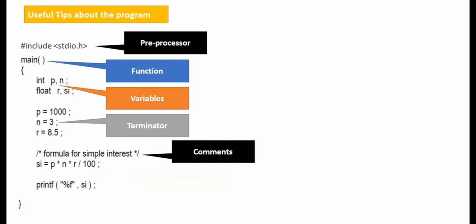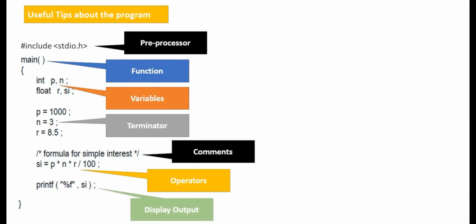Next is operators. Now the star and slash used in this formula are arithmetic operators which are available in C. That means they are used for doing arithmetic calculations. So in C, the arithmetic operators are plus, minus, multiplication and division. We'll discuss all types of operators in an upcoming session.